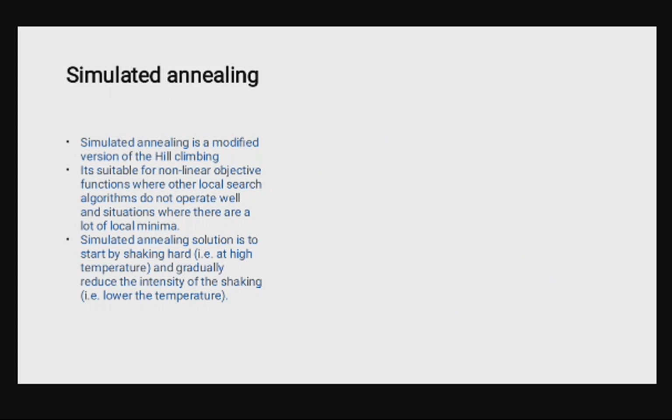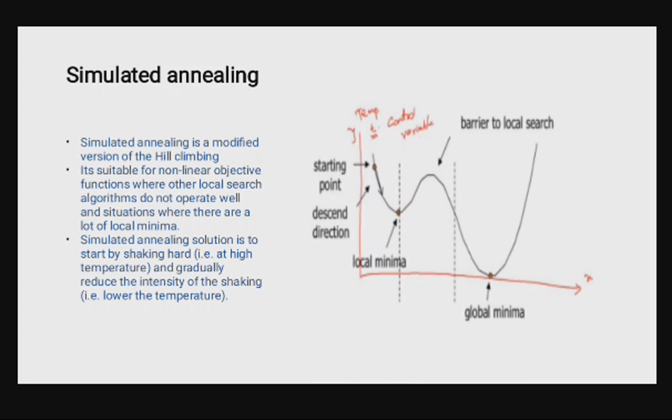It's suitable for nonlinear objective functions where other local search algorithms have failed. The solution is to start by shaking hard and then gradually reduce. Like, let's say in this image, the agent starts from the starting point and then it descends to the local minima, but the local minima is not the goal, so it has to shake and bypass the barrier to local search, then it lands in the global minima, which is the goal.